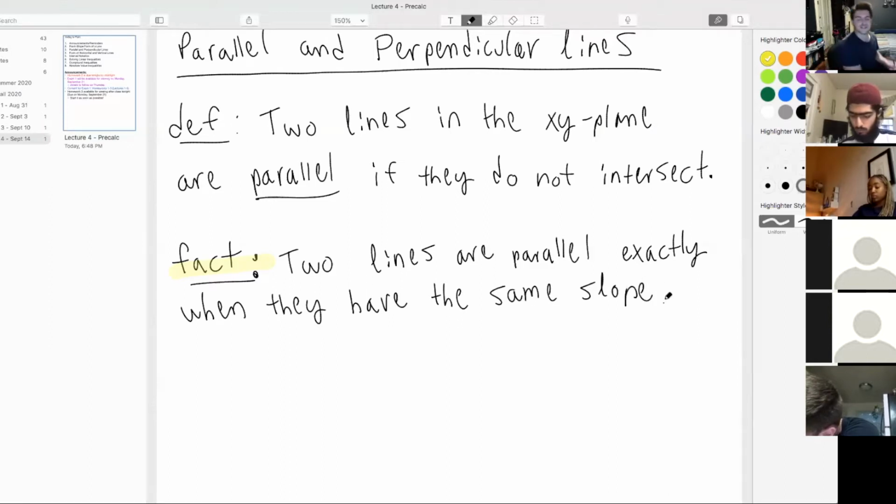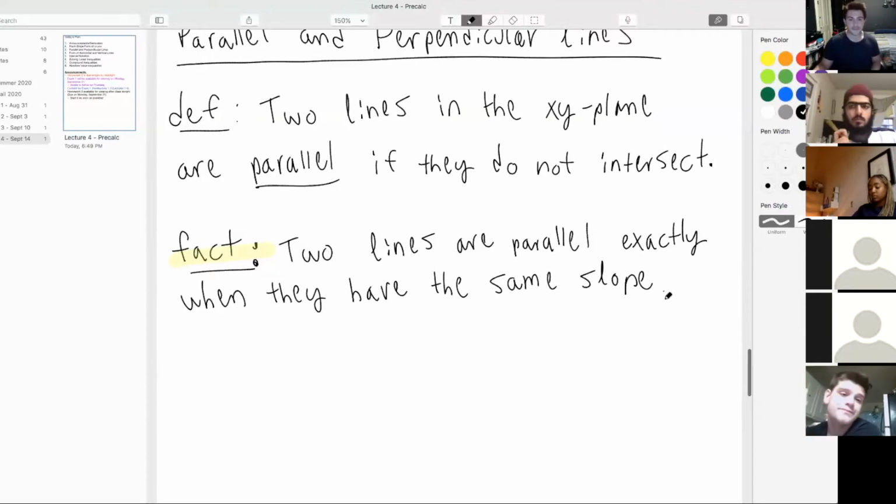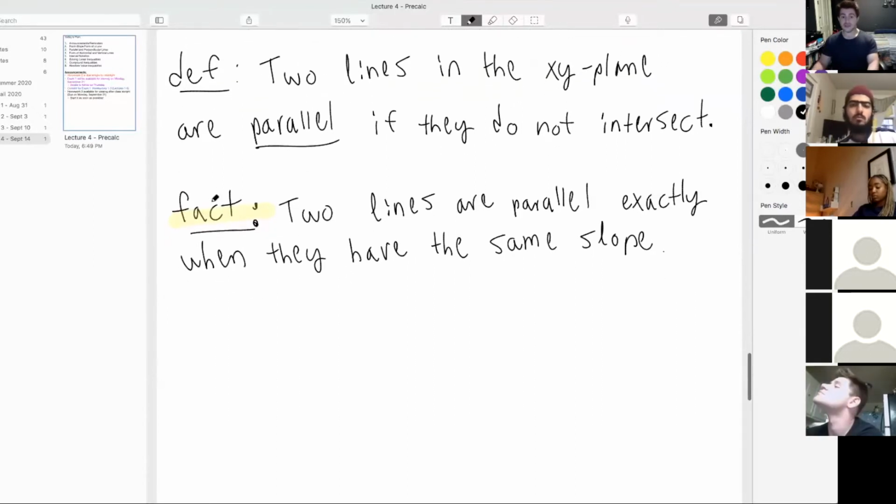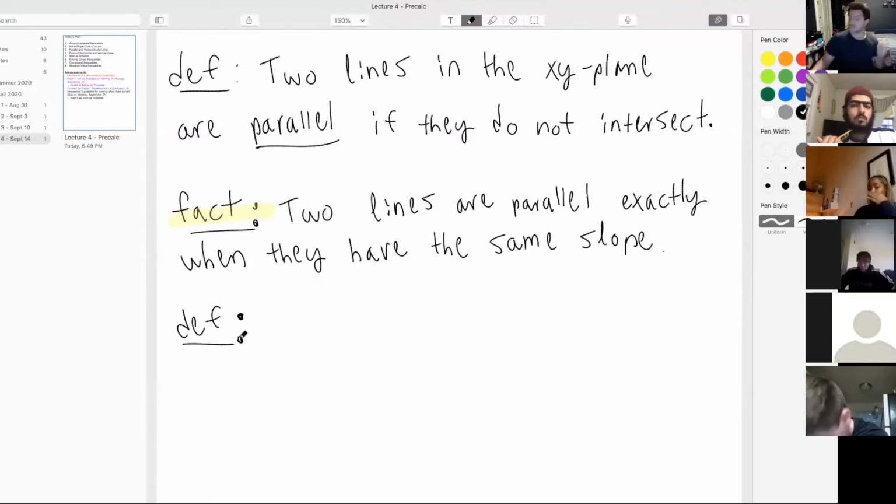Okay, so that's actually something that you have to prove from the definition of parallel, but we're not going to do that. We'll just take it on faith. So two lines are parallel exactly when they have the same slope. If two lines have the same slope, we know for sure that they are parallel. So we're going to be using that. And we also just need a definition for perpendicular. So just remember DEF means definition.